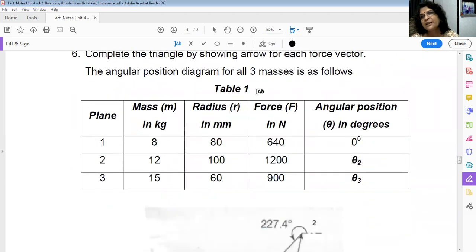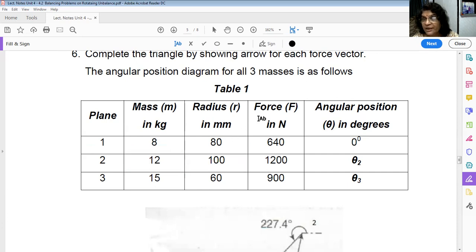So this is the table. These are also very typical columns. First column is of plane. So how many planes are there? As there are three masses, there will be three planes: 1, 2, 3. So in plane number 1, there is a mass 8 kg at a radius 80 mm. Like this, for mass M2 and M3, we have written M and R. And now what is the force?